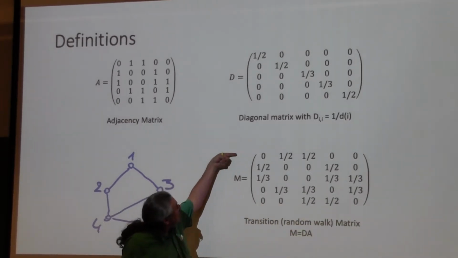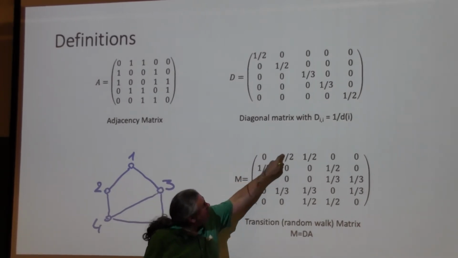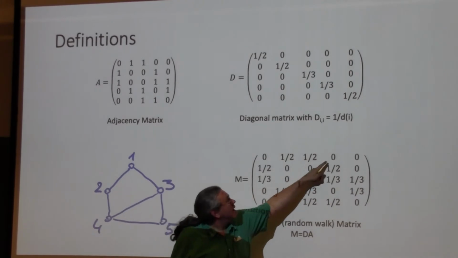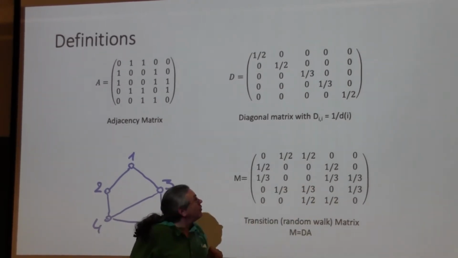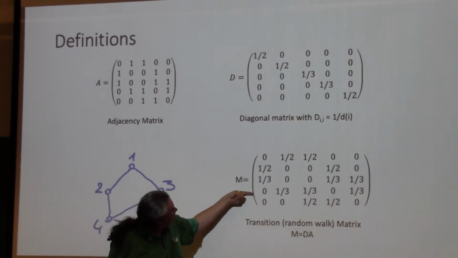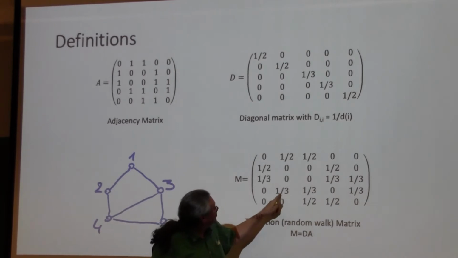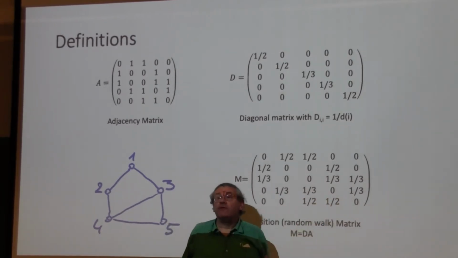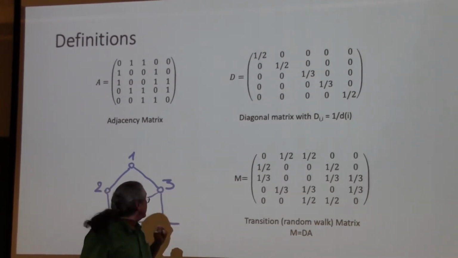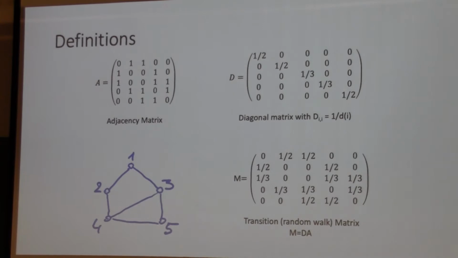So if I'm in node 1, I have 1/2 probability of going to 2, 1/2 of going to 3, and 0 for going to 4 and 5. If I'm in node 4, I have 1/3, 1/3, and 1/3 for going to 2, 3, and 5. So this is like adjacency, except now it's giving probabilities. That's all very simple, right?